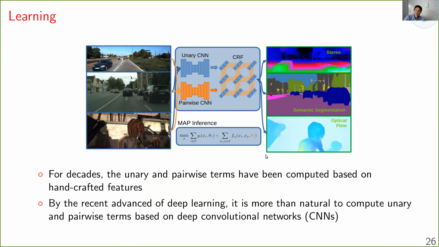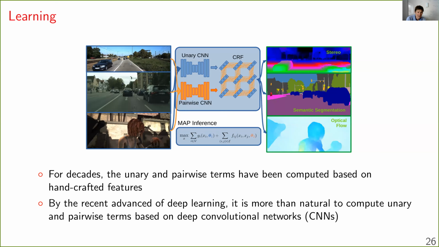So finally, I would like to mention something about learning, because this was also part of my talk, and this is also a reason why I'm very much interested in having fast solvers for Markov random fields and conditional random fields. For decades, the unary and pairwise terms have just been computed based on handcrafted features. For example, there were normalized cross correlations in stereo for feature matching, or there were piecewise quadratic or piecewise linear potential functions for the pairwise terms.